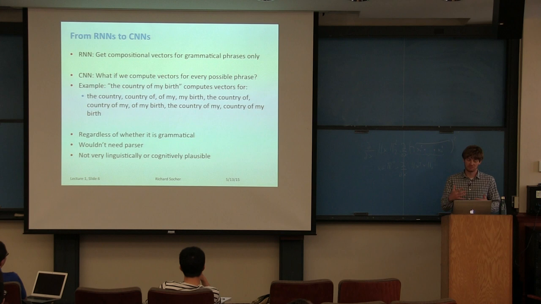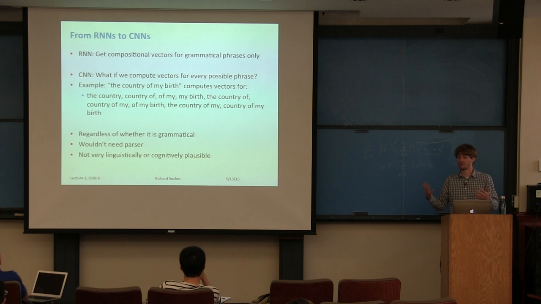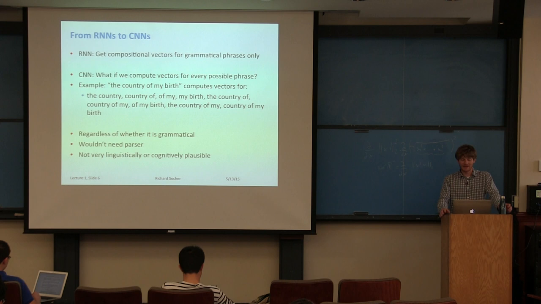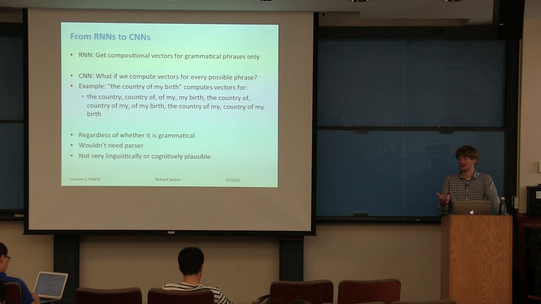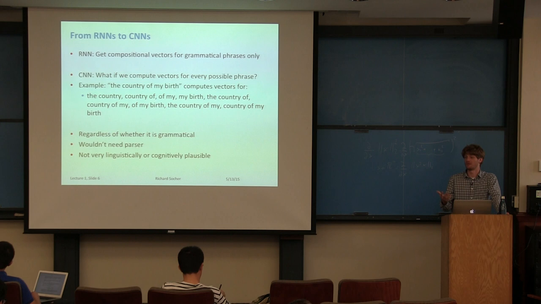Of course, computing more such vectors might be computationally more expensive, but maybe we can have some other trade-offs in how we compute this, and we'll get to that later. But basically, the main idea here is, why not just compute phrase vectors regardless of whether this is an actual grammatical phrase? Just compute all of them. And when you look at that, you realize it's neither linguistically nor cognitively very plausible. Like, as humans, we don't compute a bunch of separate phrases and all of them. Clearly, linguists wouldn't agree that it's that useful to have "the country of" or "country of my" as a separate phrase. But you may have some gains, and we'll get to that later.